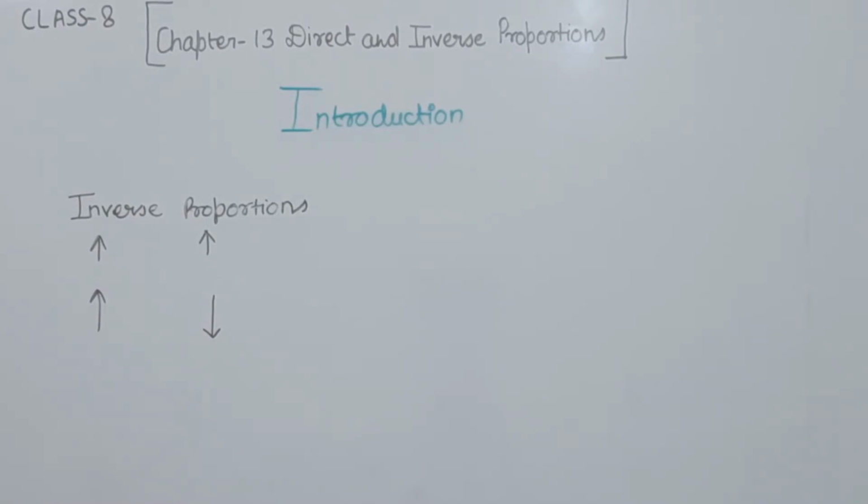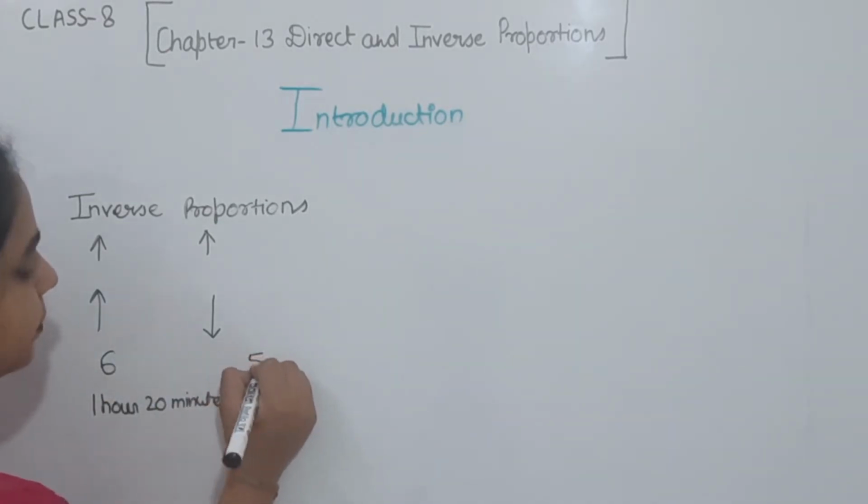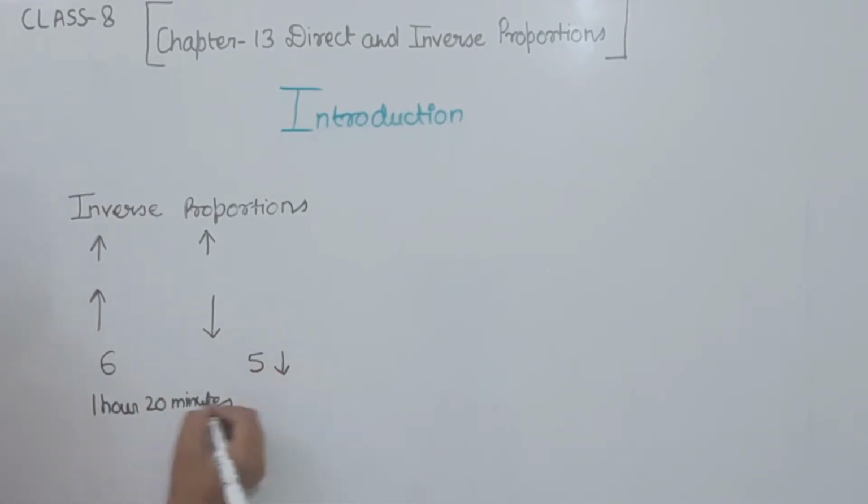Let's understand this one with an example. 6 pipes are required to fill a tank in 1 hour 20 minutes. We need 6 pipes and this will fill the tank in 1 hour and 20 minutes. Now, how long will it take if there are 5 pipes? So the pipes are decreasing. When pipes decrease, then the time will increase because it will take much more time.